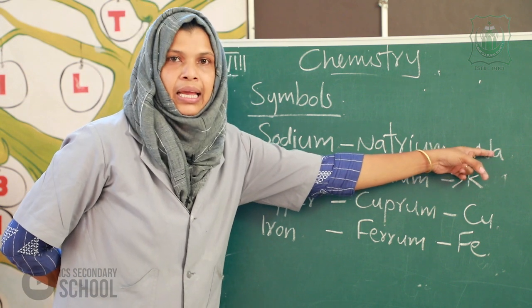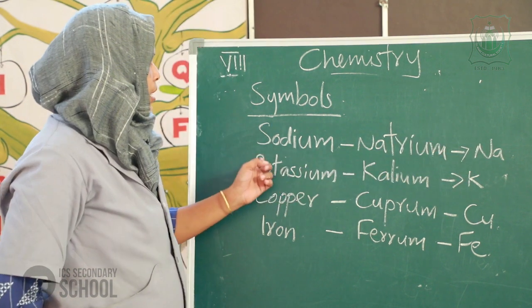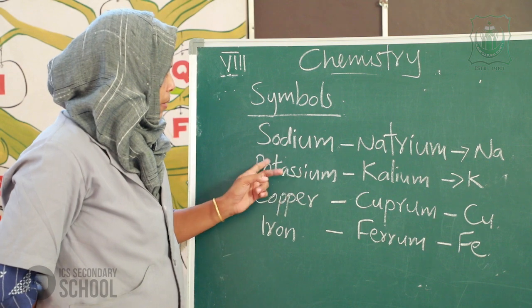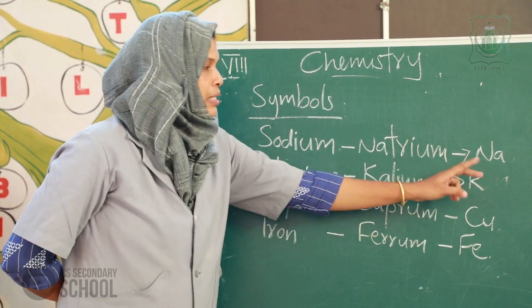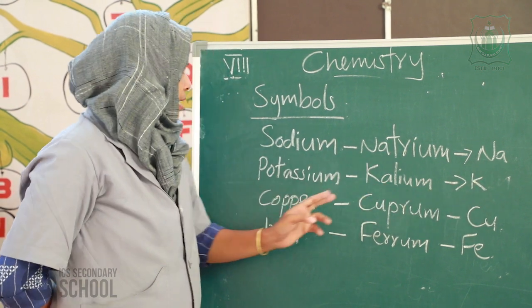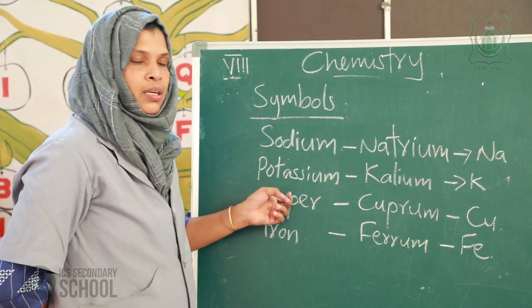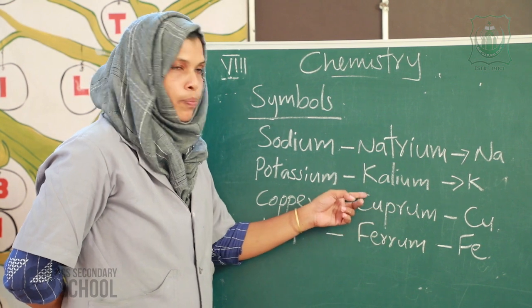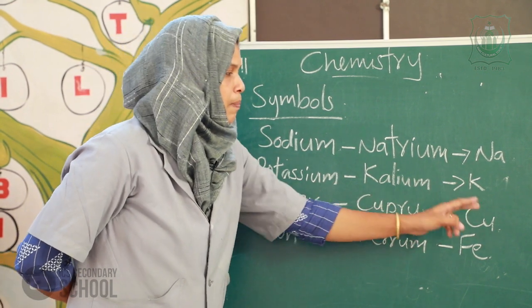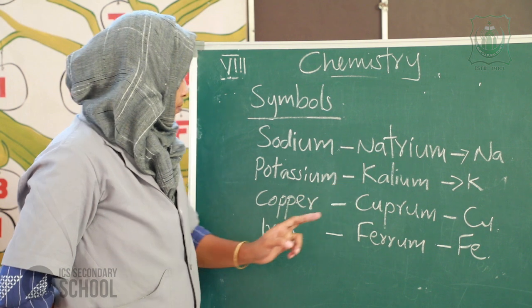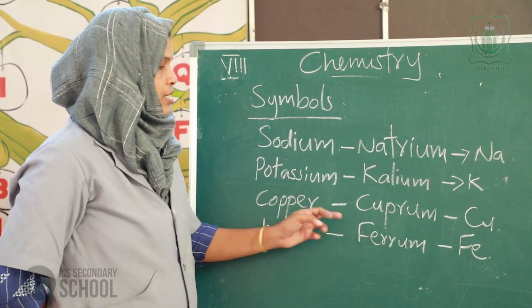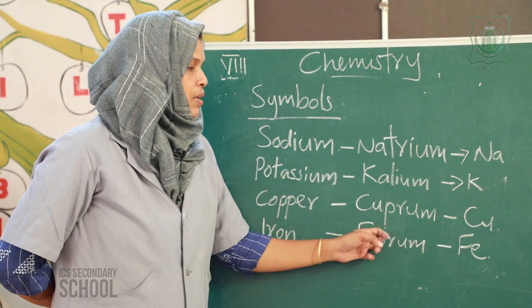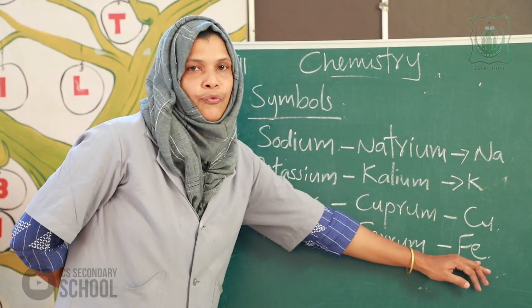Okay. First one sodium, Latin name natrium, symbol Na. Second element, potassium, kalium, symbol K. Next one copper, Latin name cuprum and symbol Cu. Then next one iron, Latin name ferrum and symbol Fe.